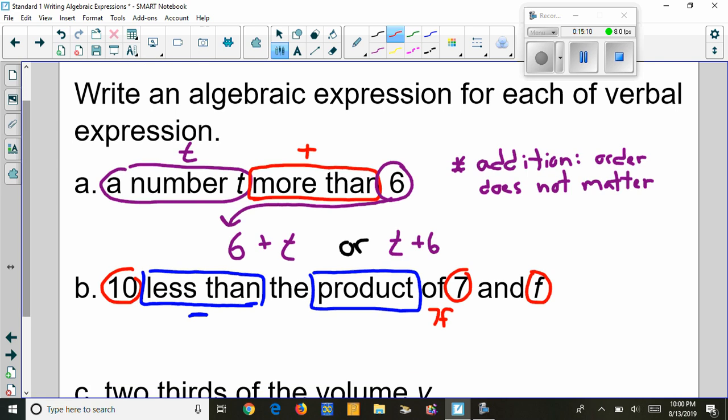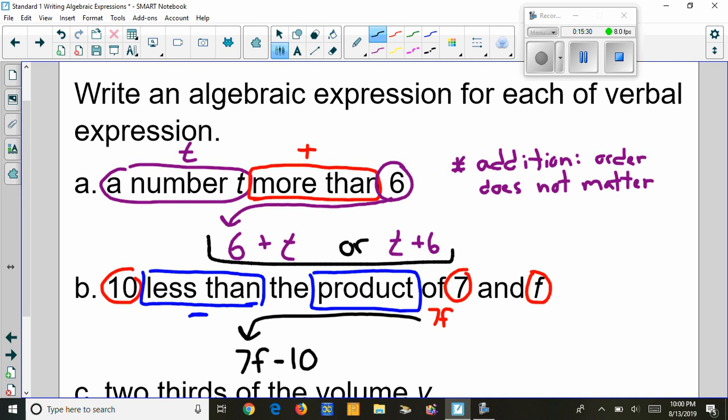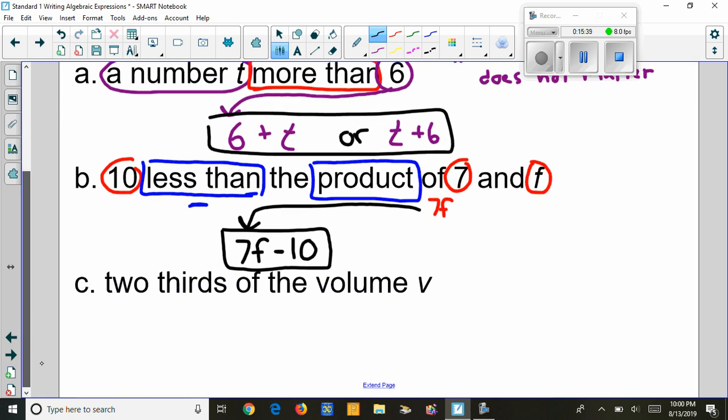Now I need to start by flipping the order. So the very first thing I'm going to say is 7f minus, because it's less than, and 10, because that's the number we are decreasing it by. Let's look at another example of this. If at all you think this is going too fast, please pause the video, rewind it back, and start it again to make sure you're catching every piece.